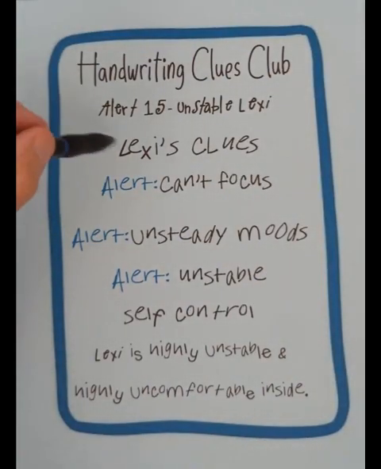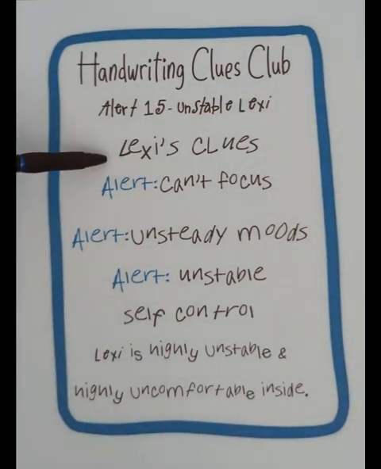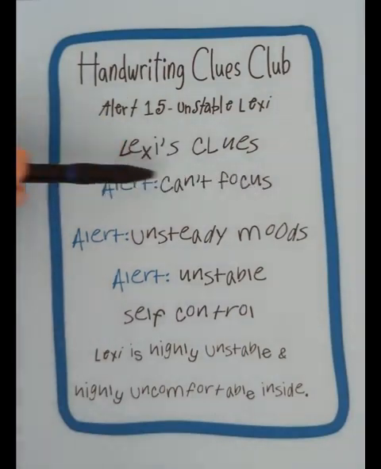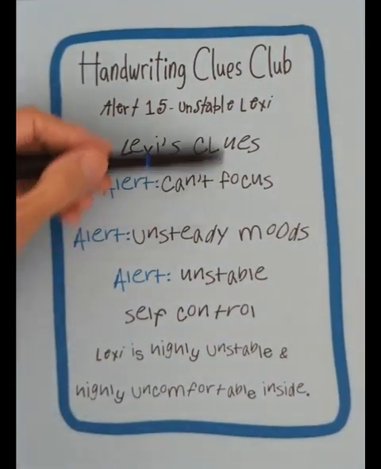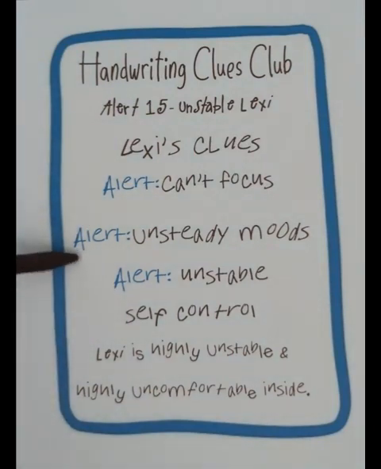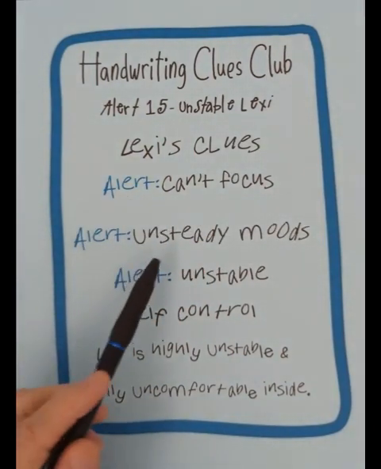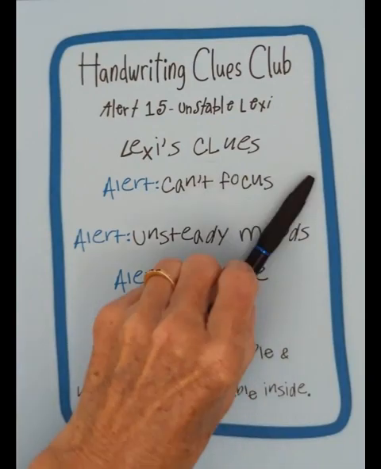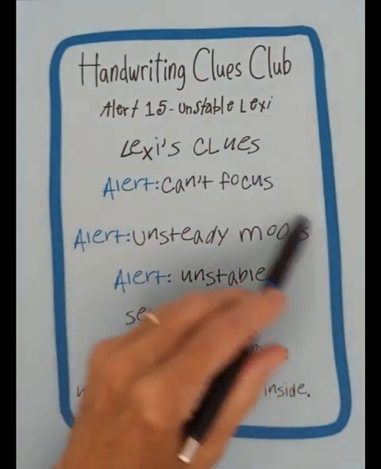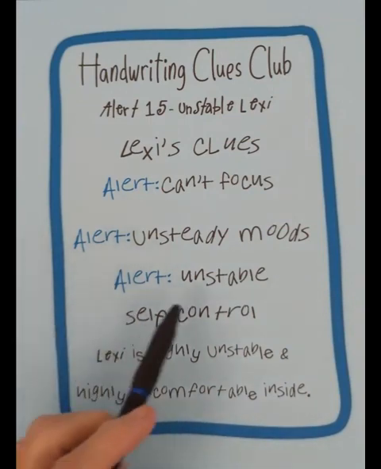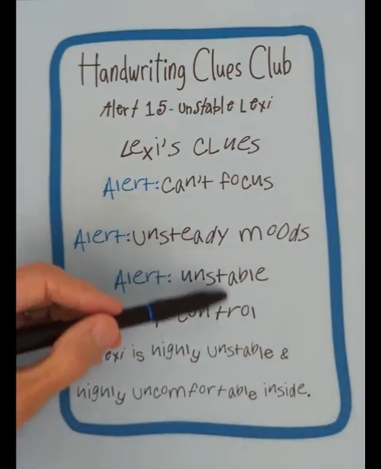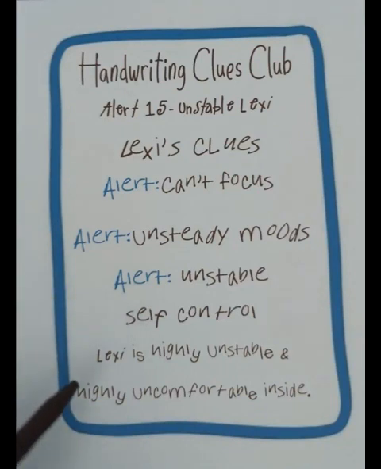Poor Lexi has all three of the problems, and that's even tougher. Lexi can't focus. That's a big alert. Can't focus. No attention span. Up, down, up, down. Lexi, another alert, unsteady moods. The moods swing this way, they swing that way, back and forth. Moody, moody. Okay, and the third alert, just like Teco, unstable self-control. Bigger, smaller, bigger, smaller.